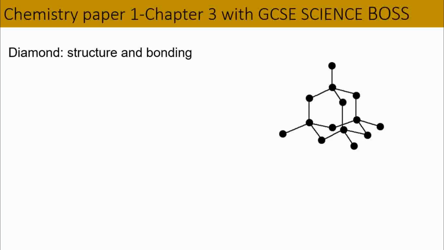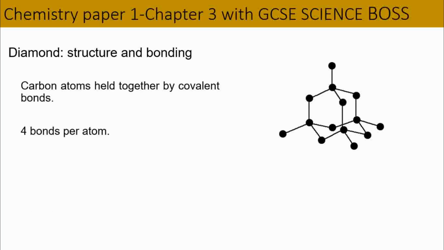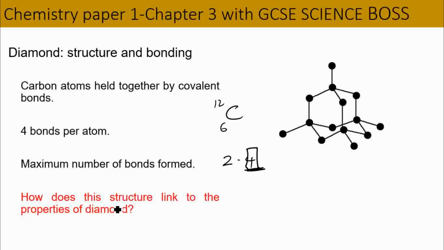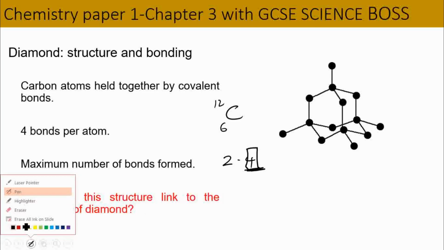Now, when we're talking about the structure and bonding of diamond, here are the key points that you need to know. It is held together by covalent bonds. Each atom is bonded to four other atoms. So it has the maximum number of bonds that it is able to form. If you think about carbon, as we mentioned before, carbon is going to be 2,4. So all of those 4 electrons have been used for bonding, and because of this, it gives it certain properties.